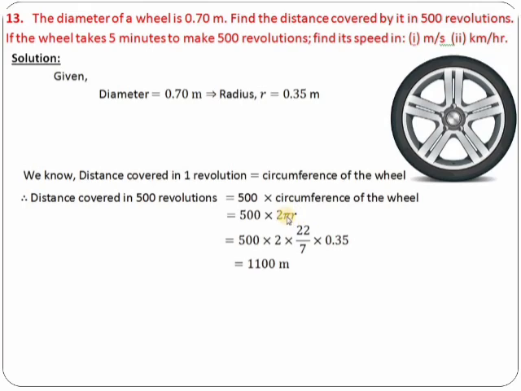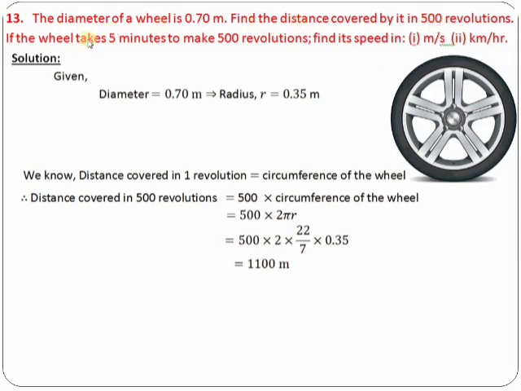Okay, so pi is 22 by 7, r is 0.35. When you simplify this, you will get 1100 meter. So that means in 500 revolutions, this particular wheel will cover a distance of 1100 meter. So we got our first answer.